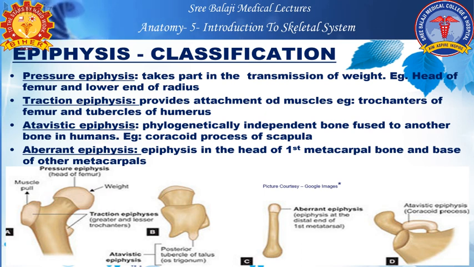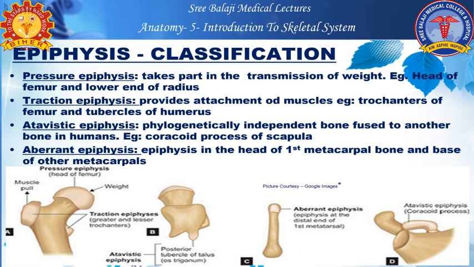The second type of epiphysis is called the traction epiphysis. Traction epiphysis provides attachment of muscles, example the trochanters of femur or the tubercles of humerus. These epiphyses are formed because of the traction of the muscle attached to them.